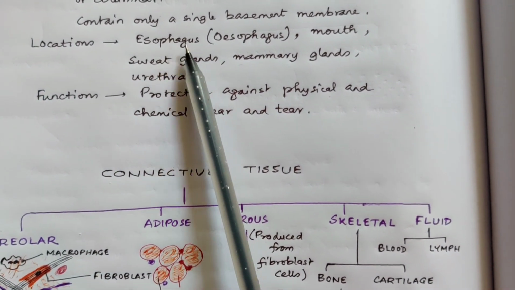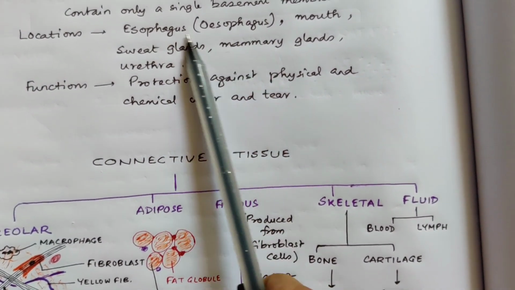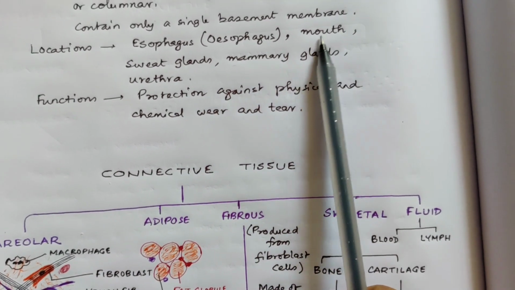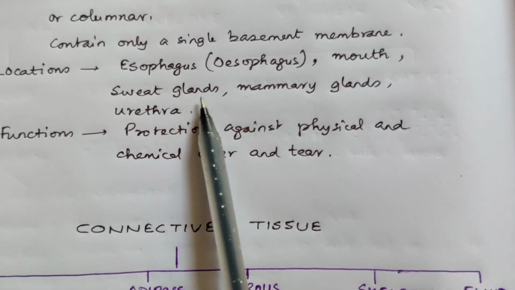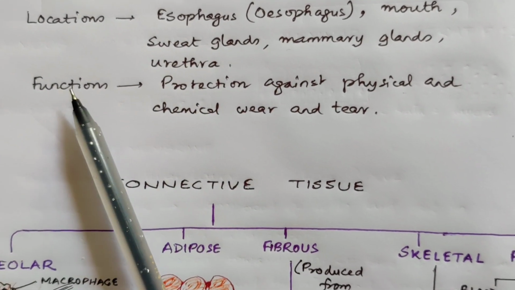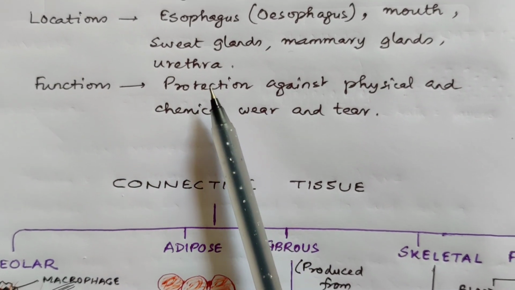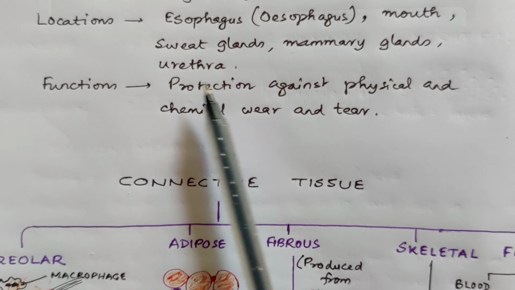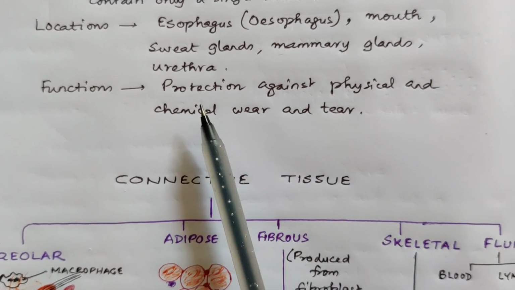Locations: they are located in the esophagus of our digestive system, in the mouth, in the sweat glands, in the mammary glands, in the urethra. Their functions: protection is again the function. Protection against physical and chemical wear and tear.